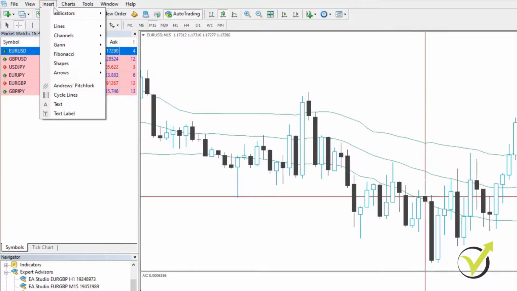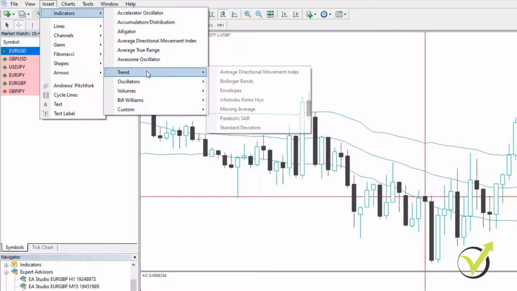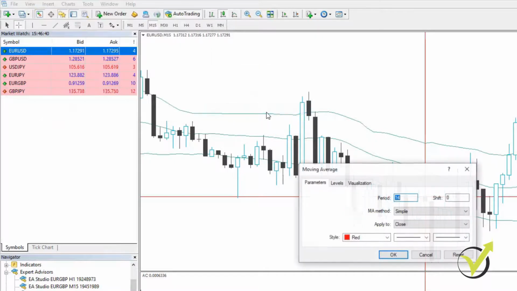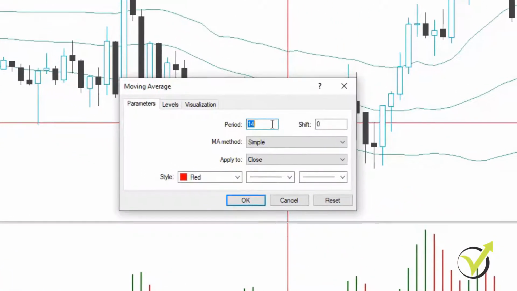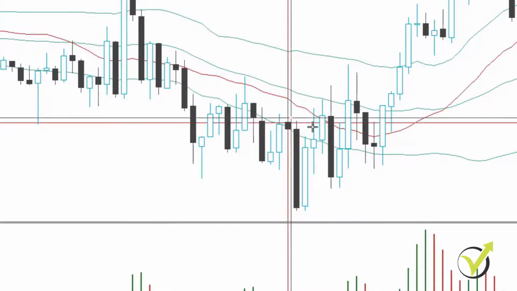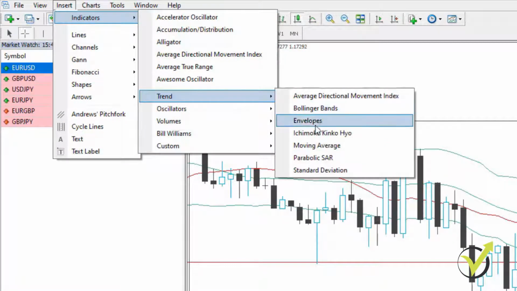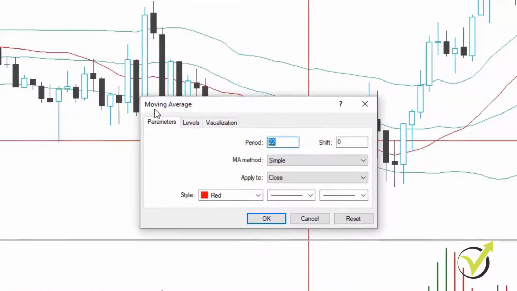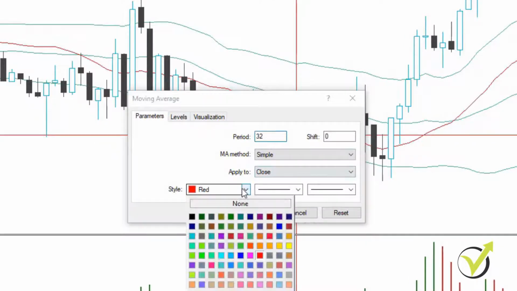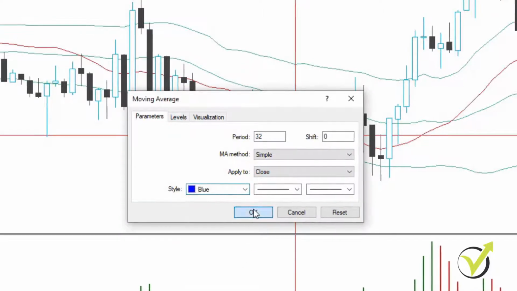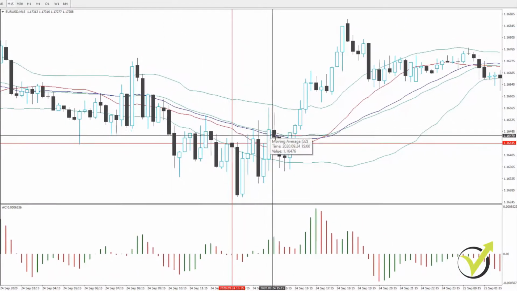So if I go to insert indicators and I go to trend, I will see the moving average, and I will need to place 2 moving averages. One will be with a period of 22. I click on OK. Here it is, the line with the red color, and I will add one more moving average with a period of 32. Okay, and I will change the color to make it more visual. I will make it blue, and I will click on OK, and you see here is the blue line.